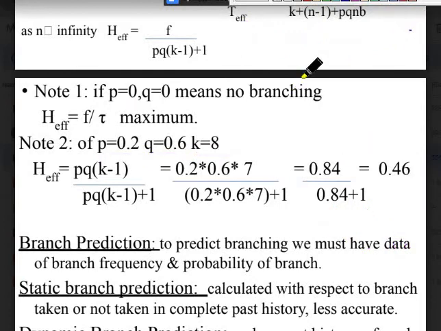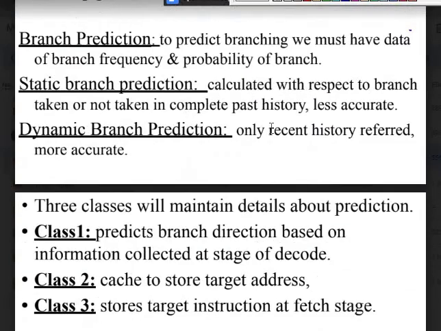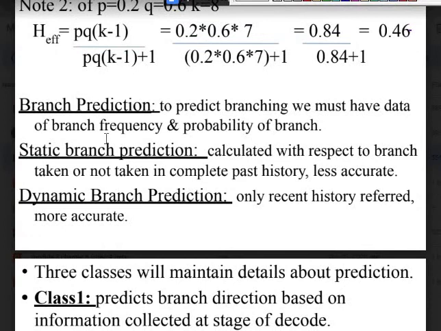Okay. Now the next concept is how to predict the branch, whether the instruction is going to be a branch type, which results in the existence of a branch or not. If it is a branch, jump and execute. If it is not a branch, it is a sequential execution. So now it is prediction based.